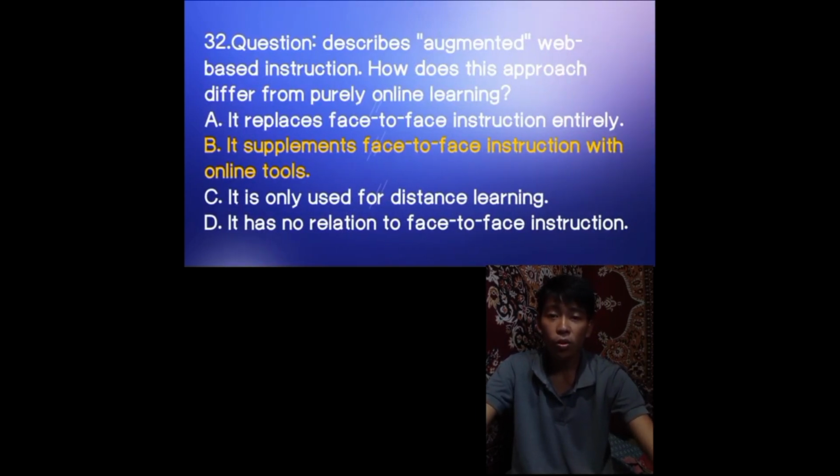So number 32, the correct answer is letter B. It supplements face-to-face instruction with online tools. So augmented implies enhancing existing face-to-face learning with online components.